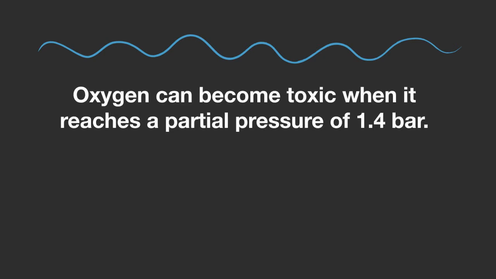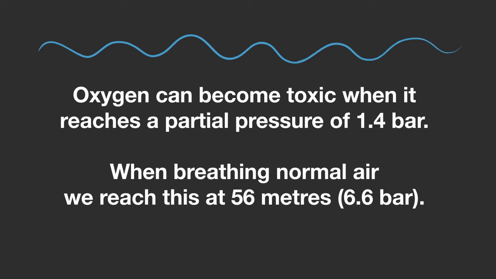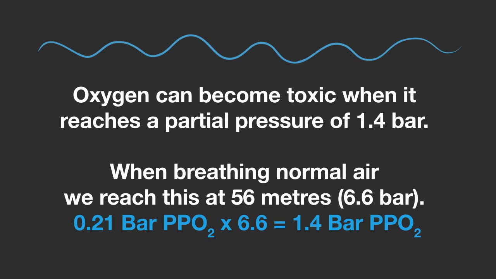Oxygen can become toxic to humans when it reaches a partial pressure of 1.4 bar. When breathing normal air, we reach this partial pressure at a depth of 56 meters, where the pressure is 6.6 bar. 0.21 multiplied by 6.6 equals 1.4 bar partial pressure of oxygen.